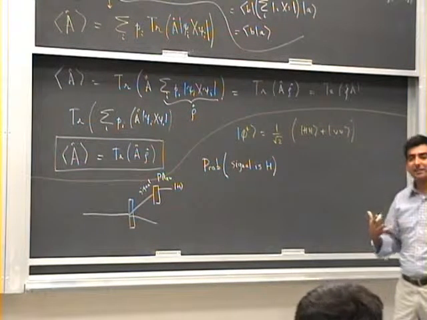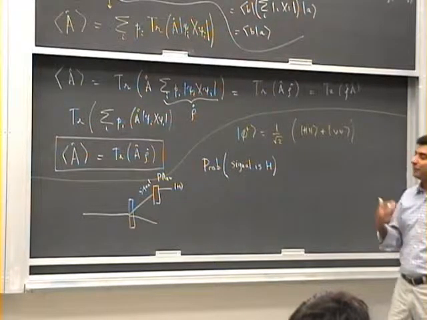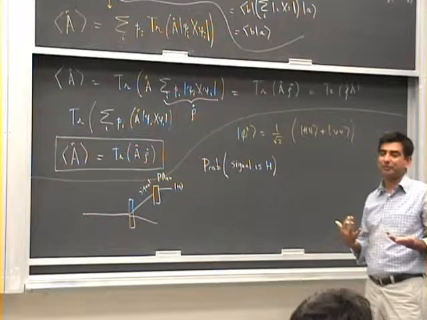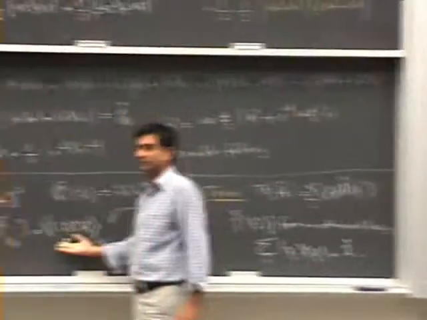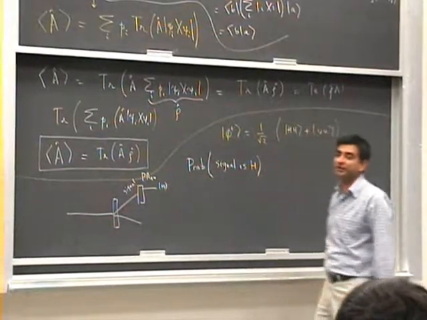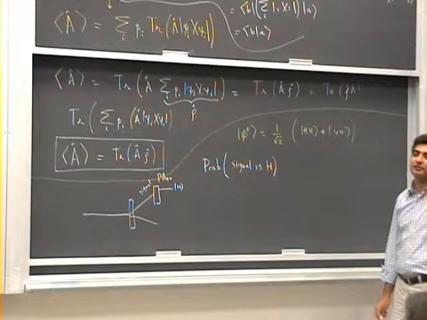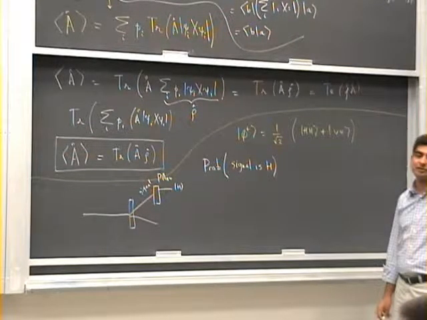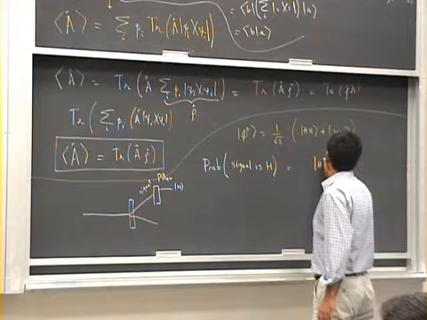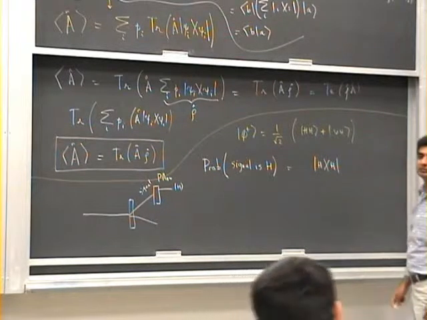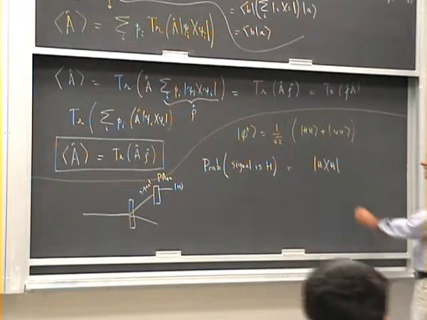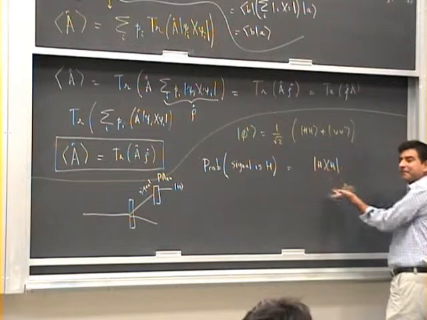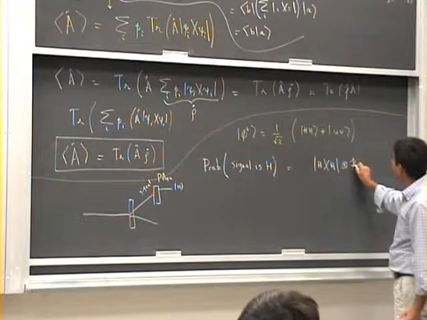And we know that this probability is the expectation value of a projection operator. What is the projection operator I am using? If I want to find the probability that this photon is horizontal, I get |H><H| for the signal photon. The idler photon is a don't-care condition. I don't care about the polarization of the idler. So this is the projection operator for the first photon. For the second photon, I don't care, so I can put in an identity.